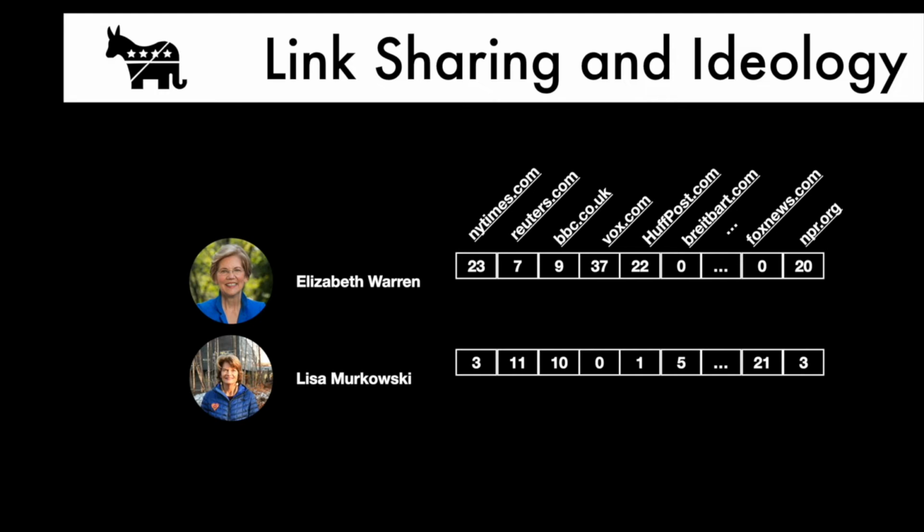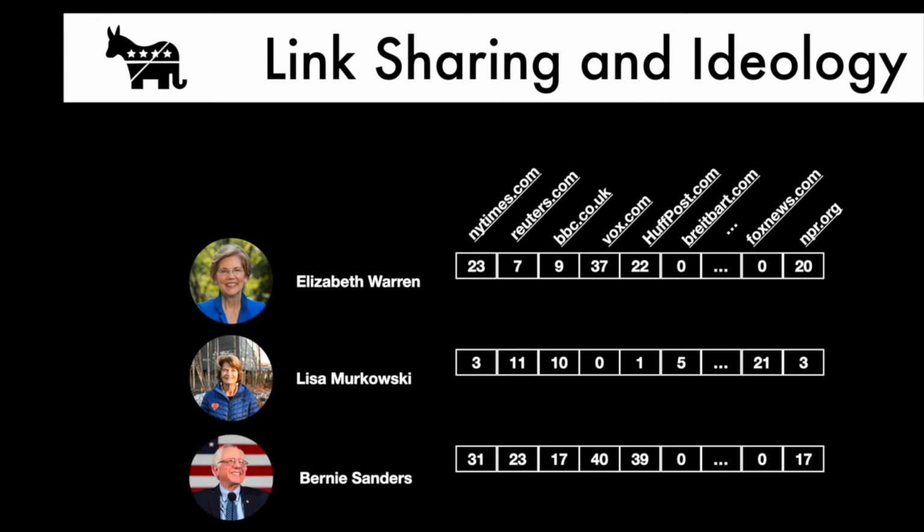Lisa Murkowski, a Republican, is much more likely to share content from Fox News. Maybe she'll share some content from Reuters, but almost certainly not content from Vox or HuffPost, generally liberal media sources. Whereas Bernie Sanders may share content from much further left-leaning or liberal sources.